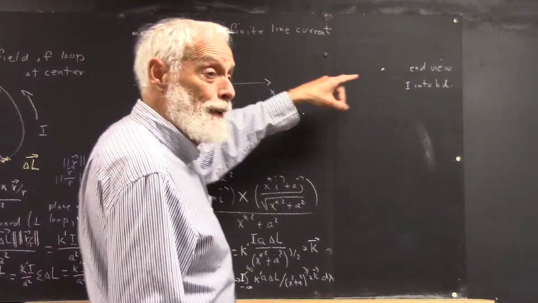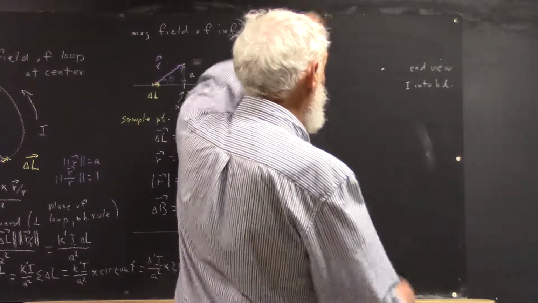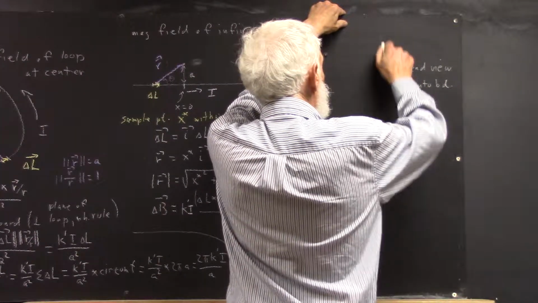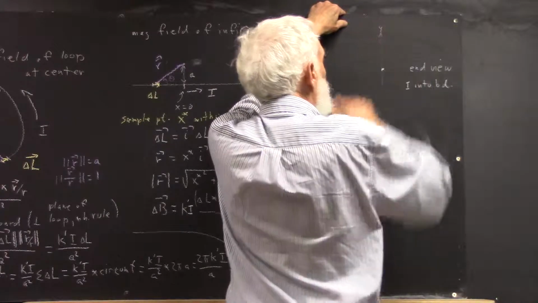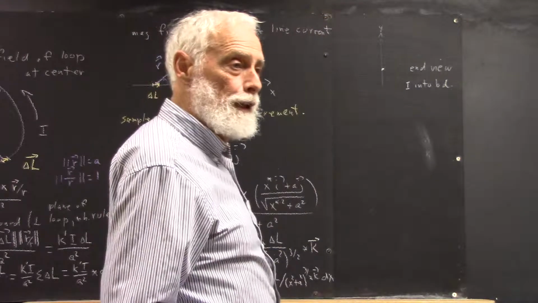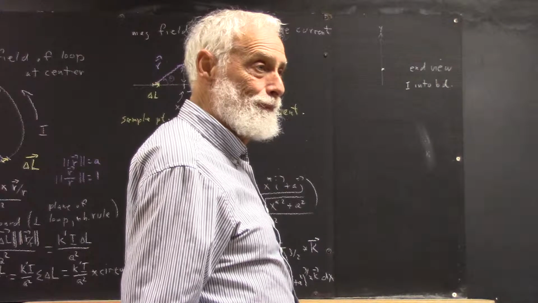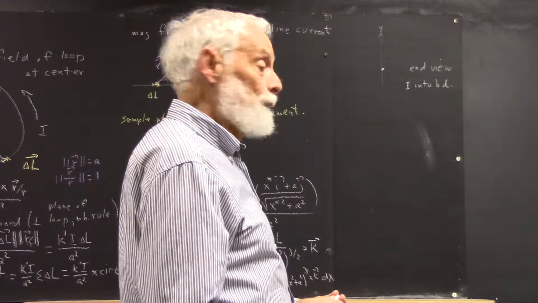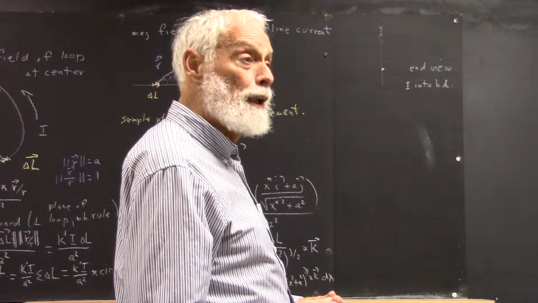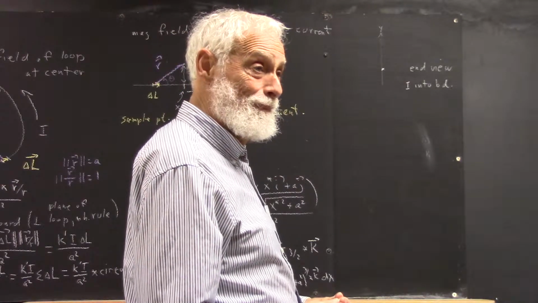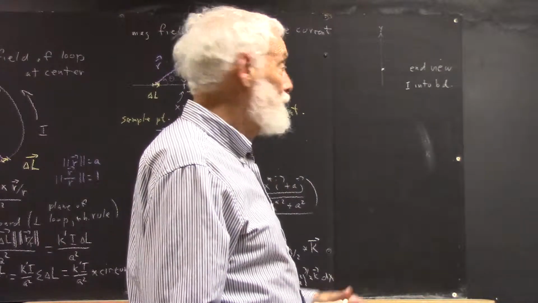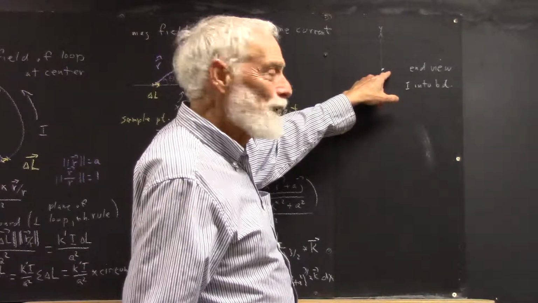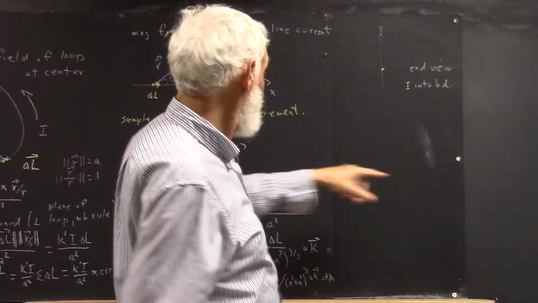Now, okay, if the current is into the board, then your x-axis is this way, and if your y-axis is this way, then what's the direction of your z-axis? Well, your z-axis is x cross y, right? So the z-axis is not this way, because that's where the x-axis is.